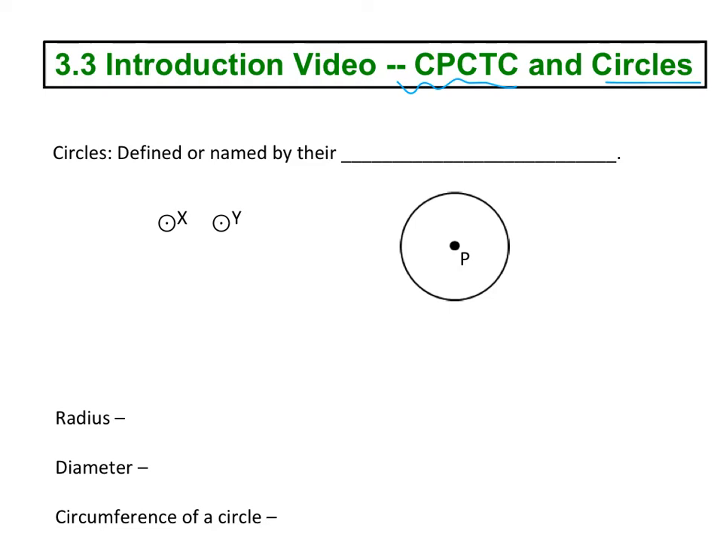So circles are defined or named by their center point. If you notice, a lot of circles have a point at the very center, the center of the circle. So we would say, like this big one over here, that's circle P. How would we write it? We would put the center in a circle, so it kind of differentiates it from looking like maybe an O or a 0. So circle P.